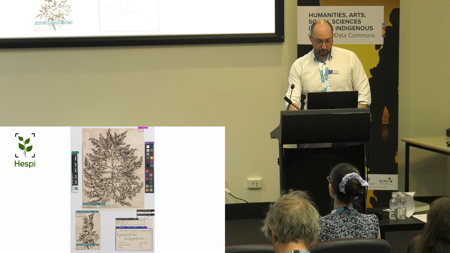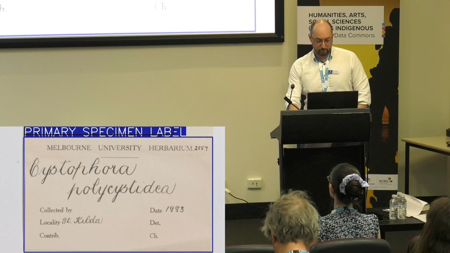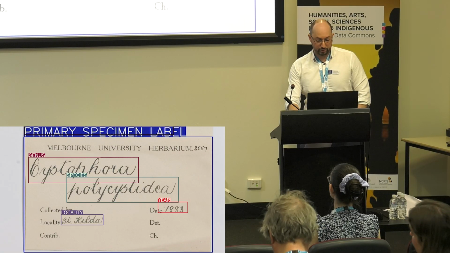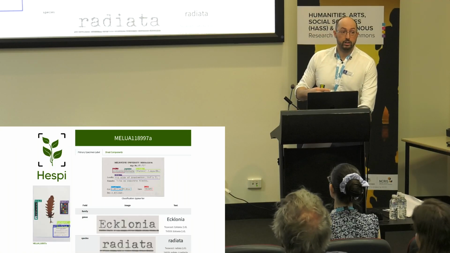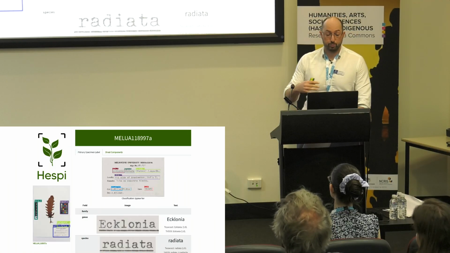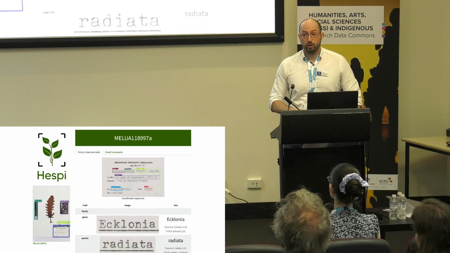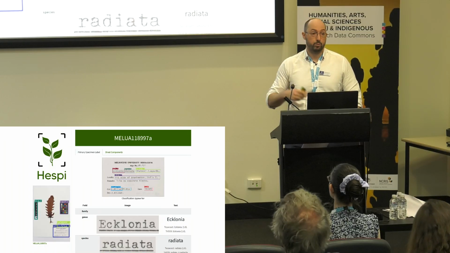So we're extracting the primary specimen label, extracting all the different fields, and then outputting the information in a spreadsheet, but also in a way that could be visualized on a website, so the user could see what was extracted and why.